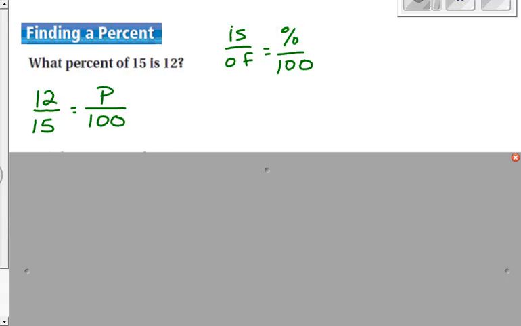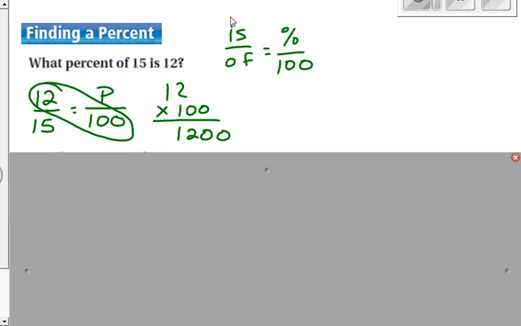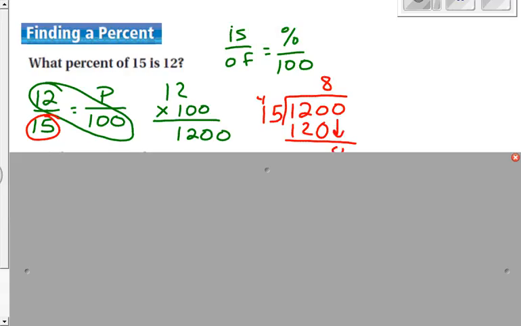So the first thing in order to solve this problem is we have to multiply diagonally: 12 times 100, and we get 1200. And now we are going to divide by the other number, which is 15. So 1200 divided by 15. 15 goes into 120 8 times, which is 40. So we get 120, so that's even. Then break down my 0, and 15 goes into 0 0 times. So my answer is 80%.